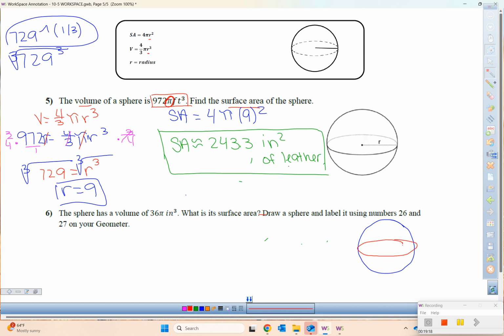All right, so it gives us the volume. We're going to do the same thing, okay? We're going to use volume to find R and then plug R back in. So it tells me that the volume is 36 pi. I remembered my pi this time. Okay, my formula is 4 over 3 pi radius, and that's what we're solving for, cubed.